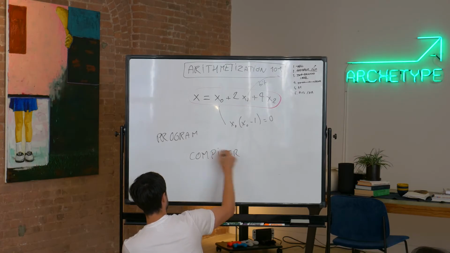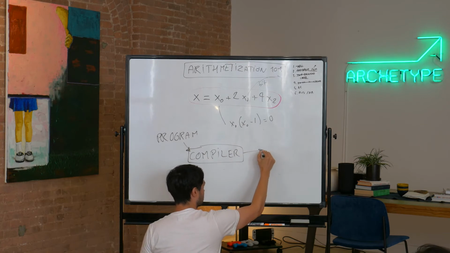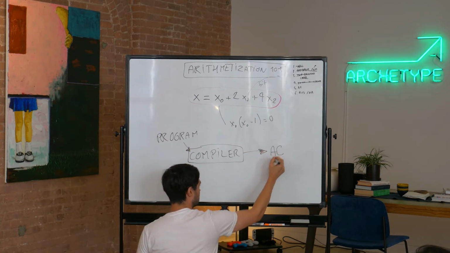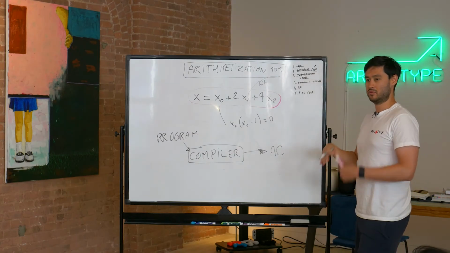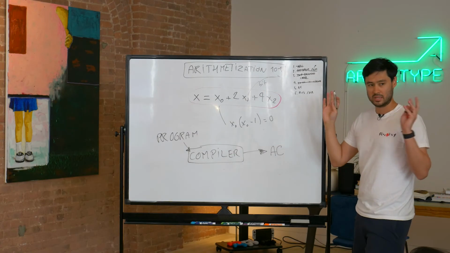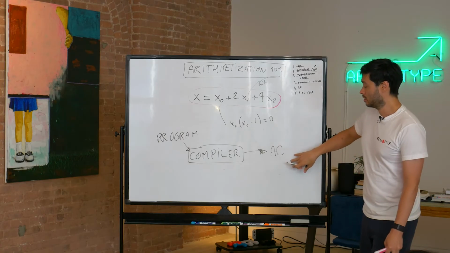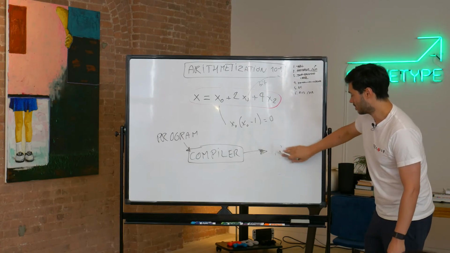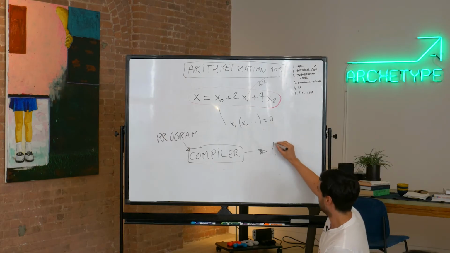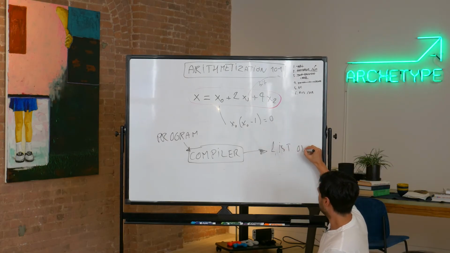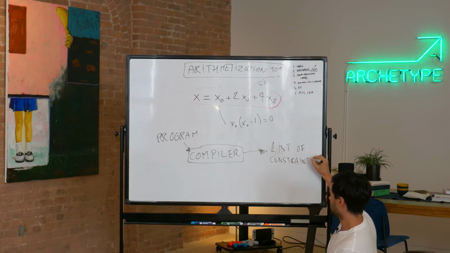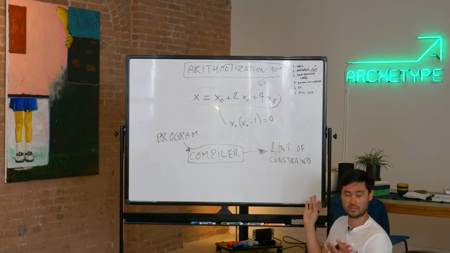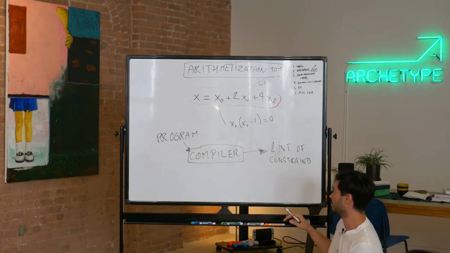Then usually what you do is pass it to the compiler, and this will give you, let's say, an arithmetic circuit. It doesn't actually give you that. These days, it gives you some other form, but we can pretend that it gives you this arithmetic circuit. Or actually, since I'm talking about constraints, I'm just going to say list of constraints. And it's good that we're talking about that, because it's a nice way to think about the API here.